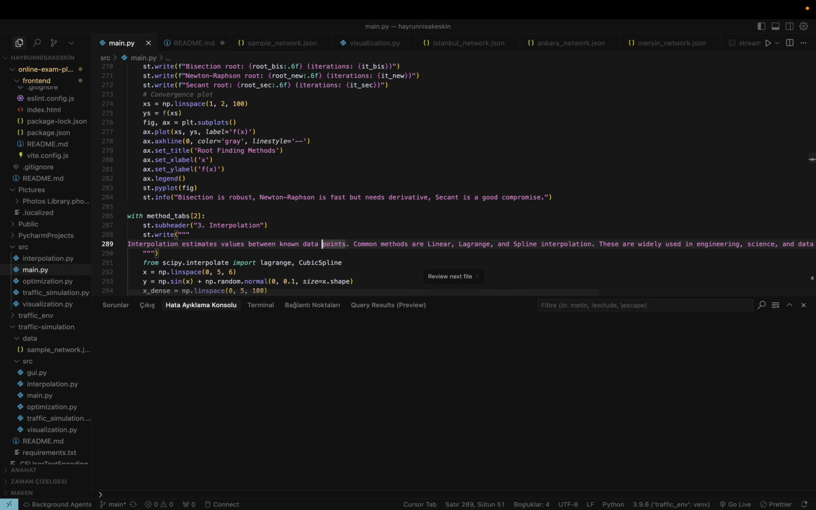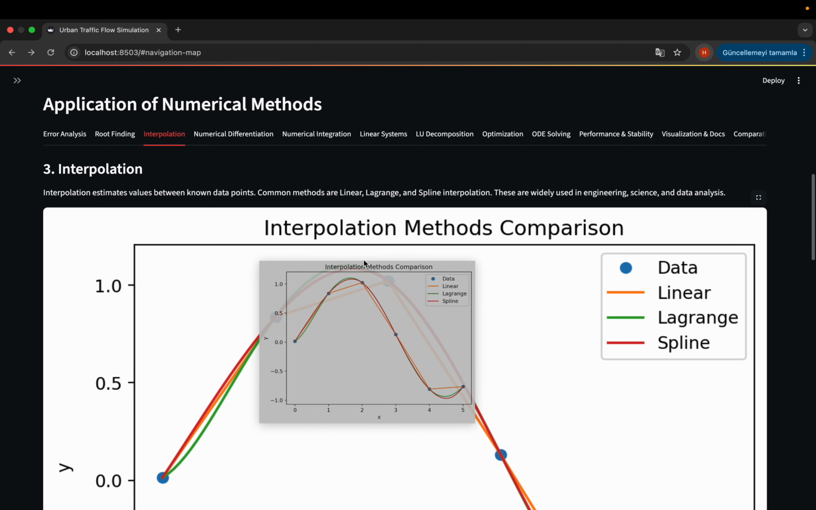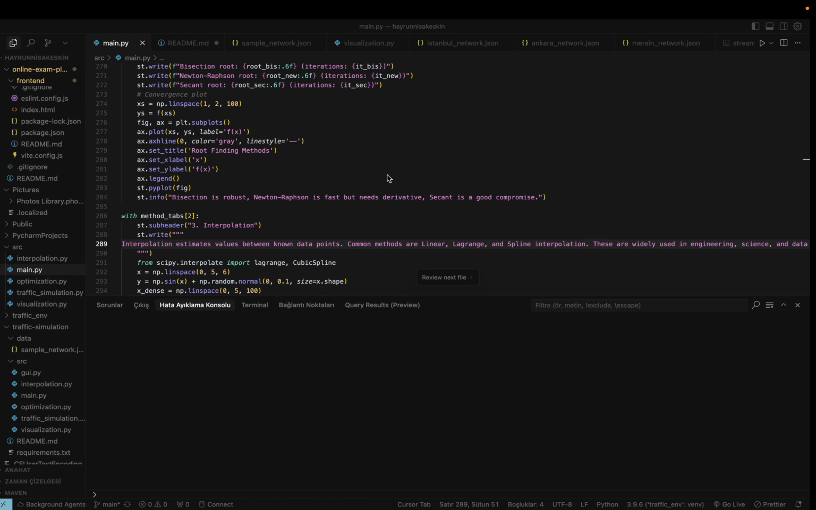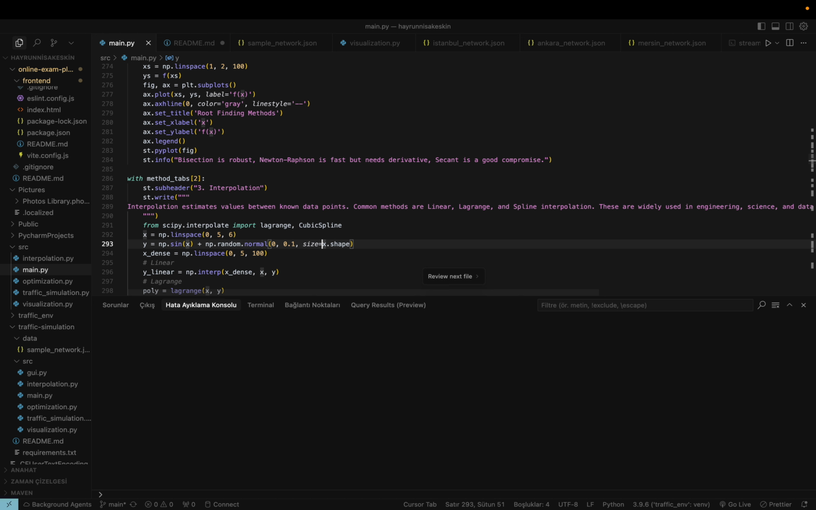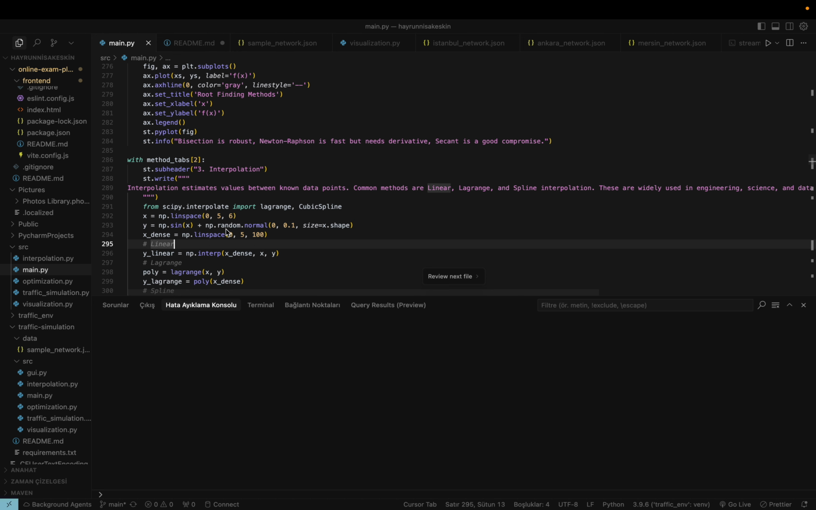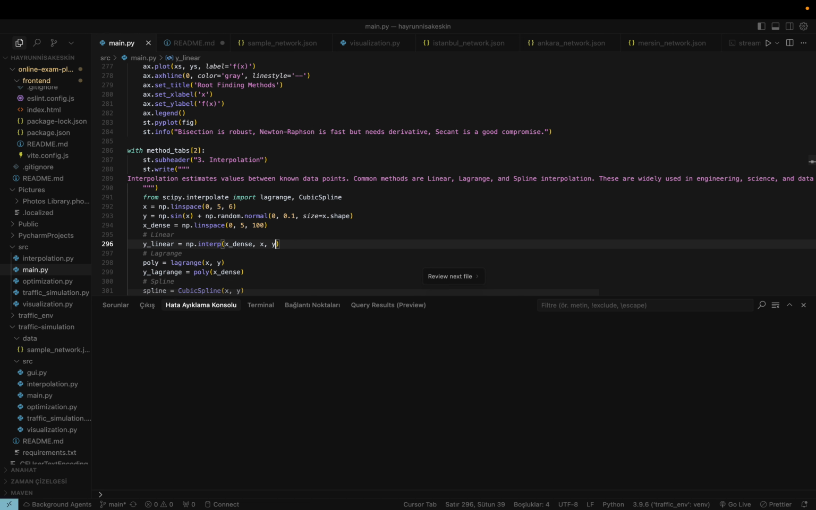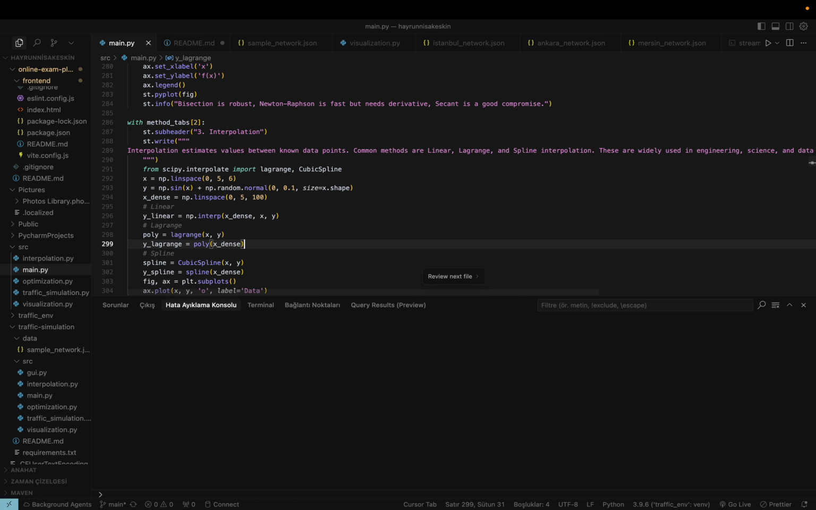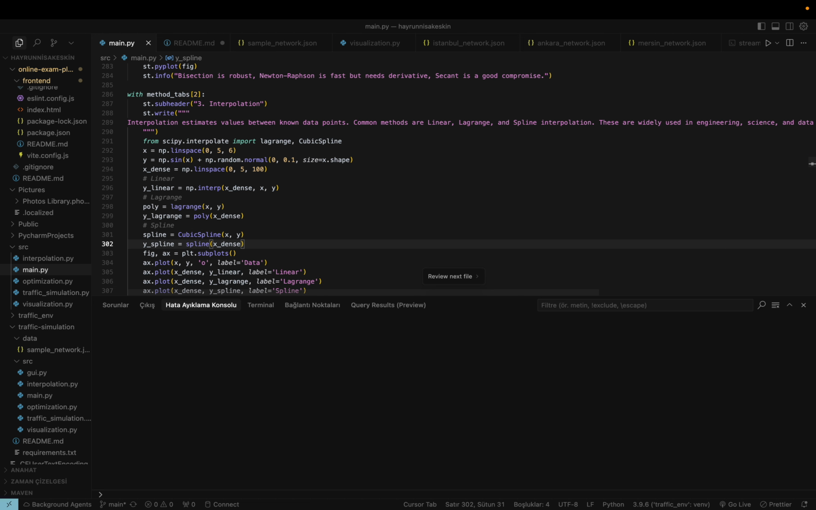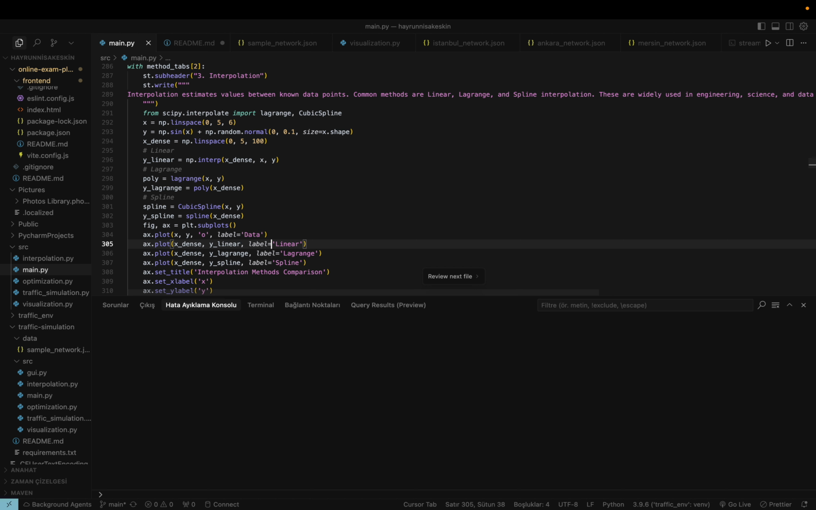And then interpolation. Yes, this interpolation methods comparison, and this writing, and Lagrange and cubic spline, and these formulas. And poly y, Lagrange x y, x dense, or y, and spline x plot dense linear Lagrange.